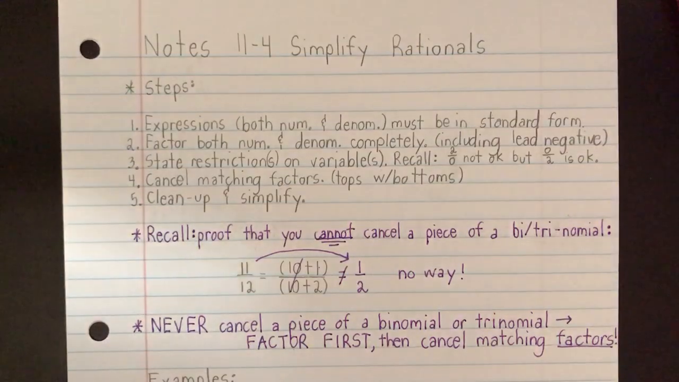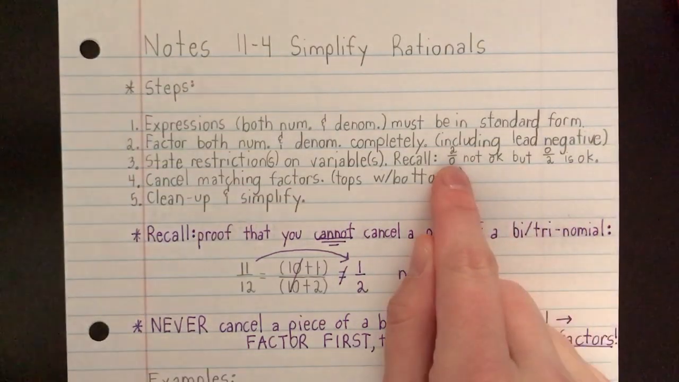Looking at notes 11.4, Simplify Rationals. So here are your steps. First, expressions, both numerators and denominators, must be in standard form. Second, factor both the numerator and denominator completely, including factoring out that lead negative. Third, state restrictions on the variables.